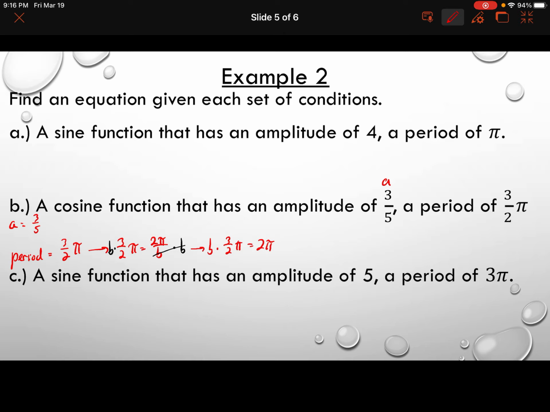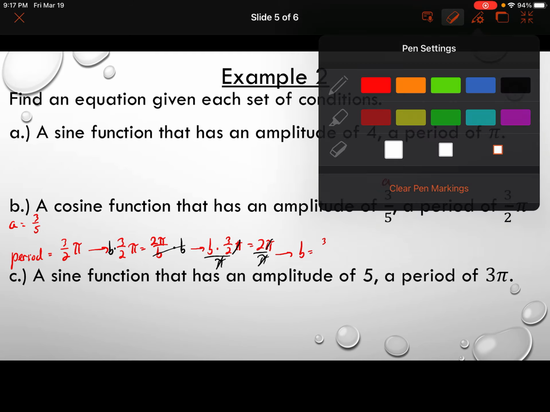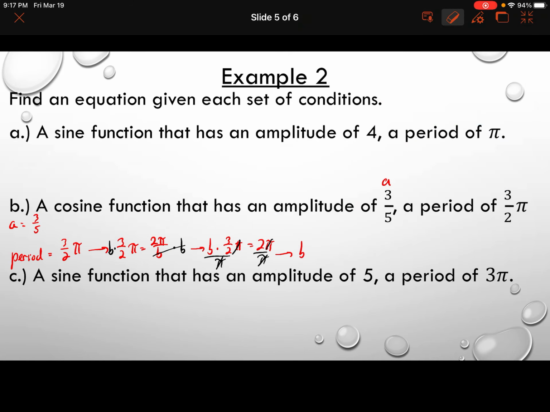Let's divide both sides by pi to get the pi out of the way, and then we'll take care of the fraction. So that cancels out, and that cancels out as well. So we're left with b times 3/2 is equal to 2, because all those pi's canceled out, since we divided both sides by pi.